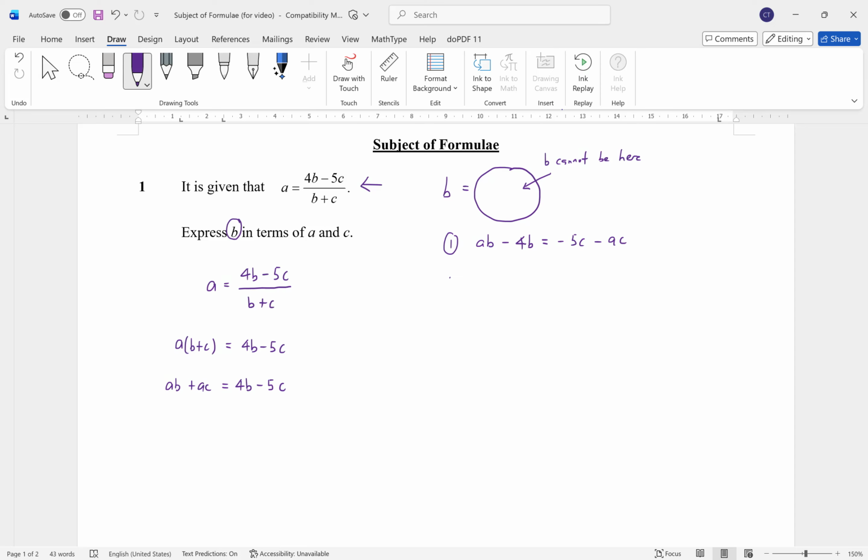The second option will be to bring the B terms to the right, and then the rest of the terms without B to the left side. So this will be what we have. AC is on the left side already. We bring the negative 5C to the left side, so it becomes positive 5C. 4B is on the right already, so 4B there. Then we bring the AB to the right side.